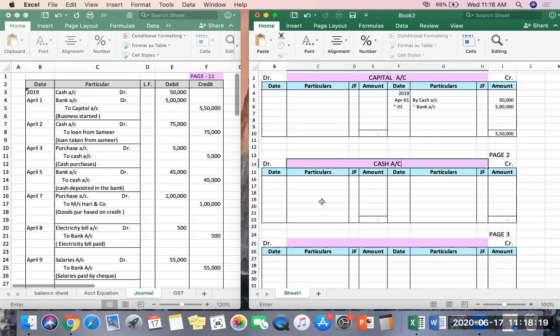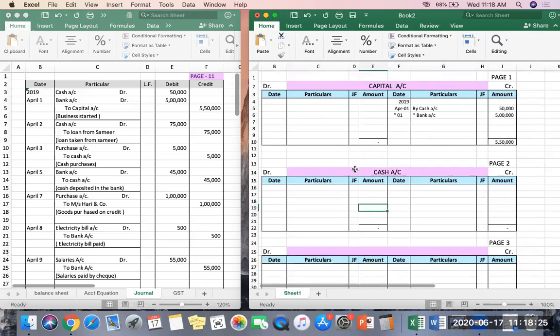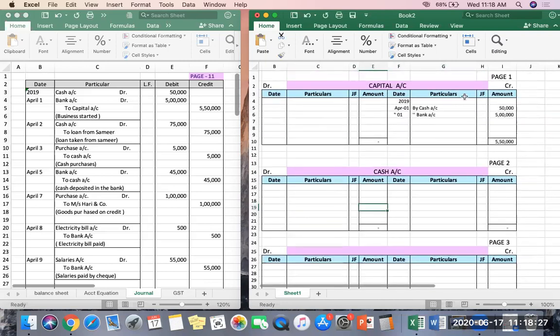Okay, now check the entry here, cash account. I am not yet done. Let me tell you one more thing. Here I said this is for reference purposes. For example, suppose this journal which we have put was on page number 11. Now this entry I am picking up from page number 11, so in the journal folio you can write 11.